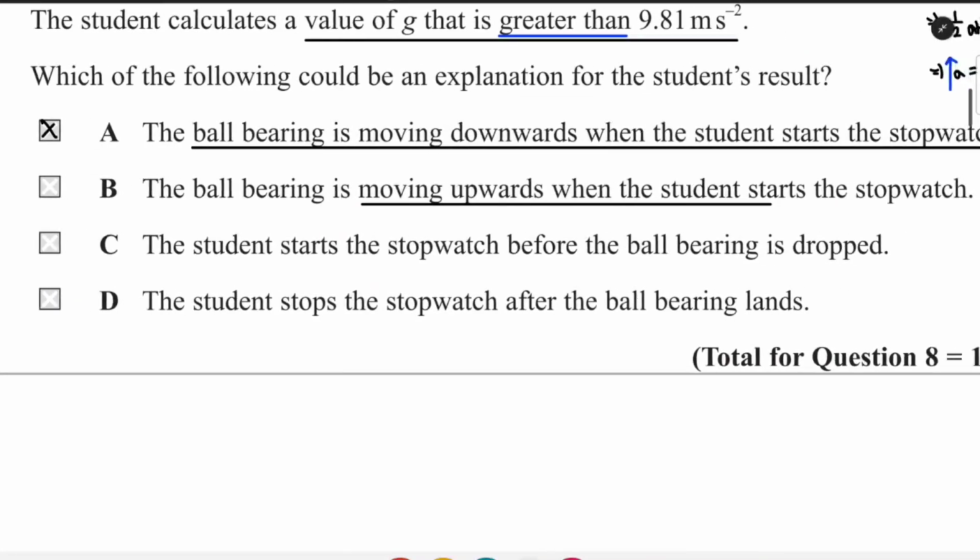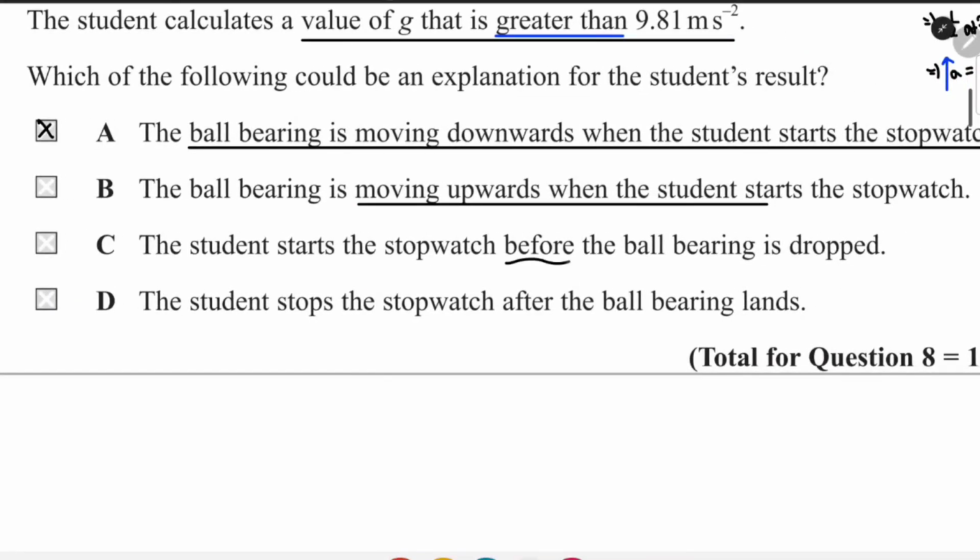Option C is the student starts the stopwatch before the ball bearing is dropped. So obviously if you start the timer before it starts, the time you record will be greater. This is not the answer as well.